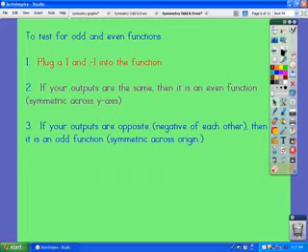And what we find is that when the outputs come out, if the outputs are the same thing, then we know that it's an even function. As you recall from the last slide, the even function is symmetric across the y-axis. If the outputs are opposite, the opposite would be 5 and negative 5, 3 and negative 3, 10 and negative 10. So two numbers that are the same, but one's positive and one's negative. If the outputs are opposite, then we know that it's an odd function. Opposite, odd. There's the idea.